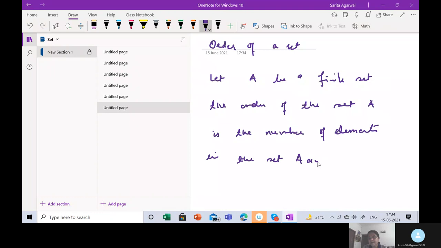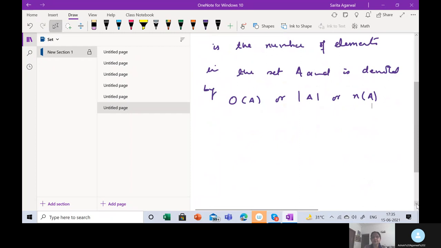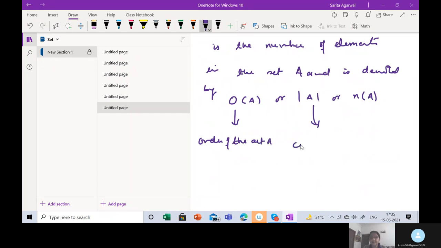And this is denoted by order of A or cardinality of A, which means the number of the elements in the set A, or n(A) means number of the elements in the set A. Right? So the meaning of this is the order of the set A. It is the cardinality of the set A. And this is the number of the elements in the set A.